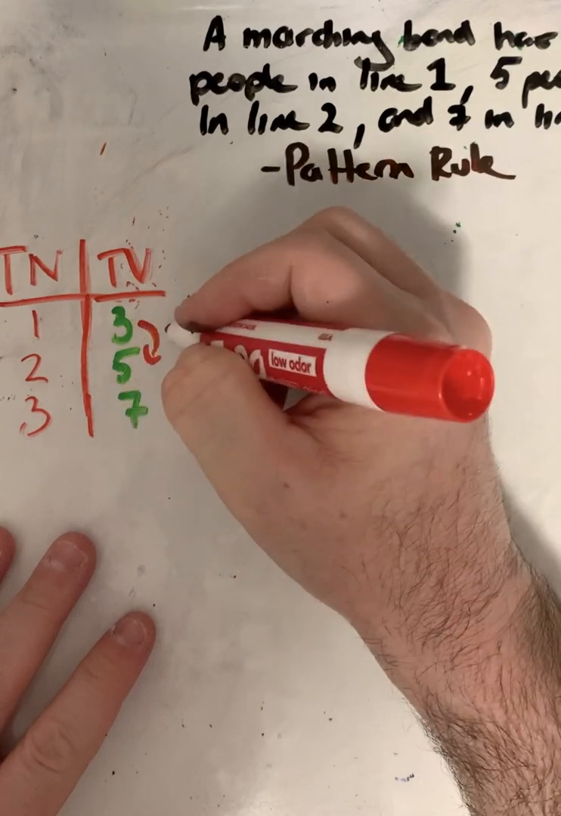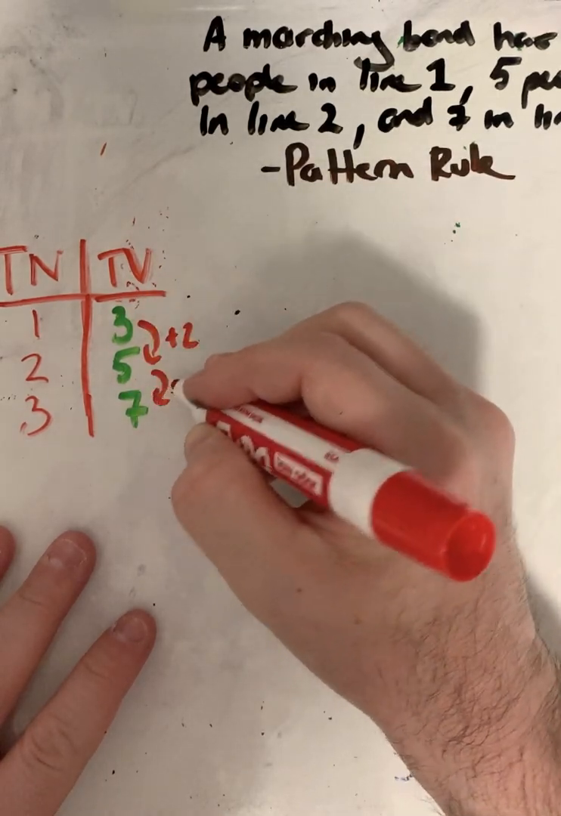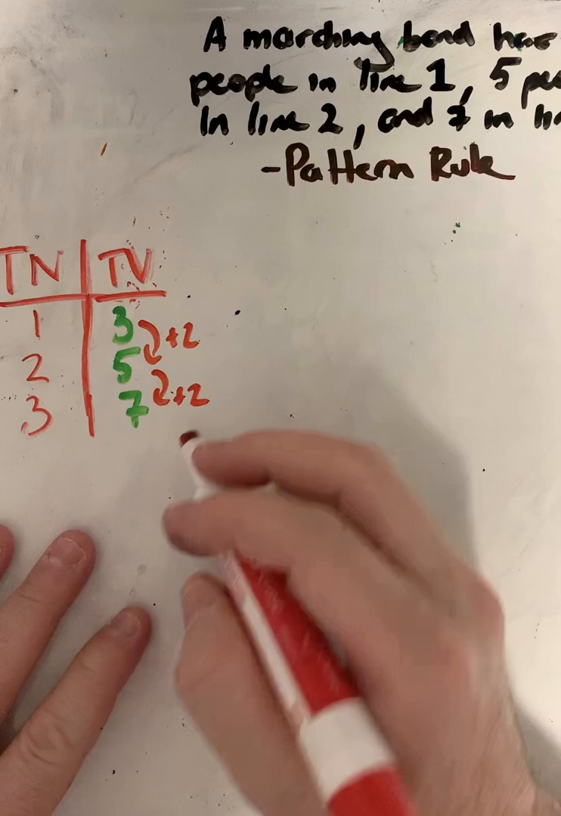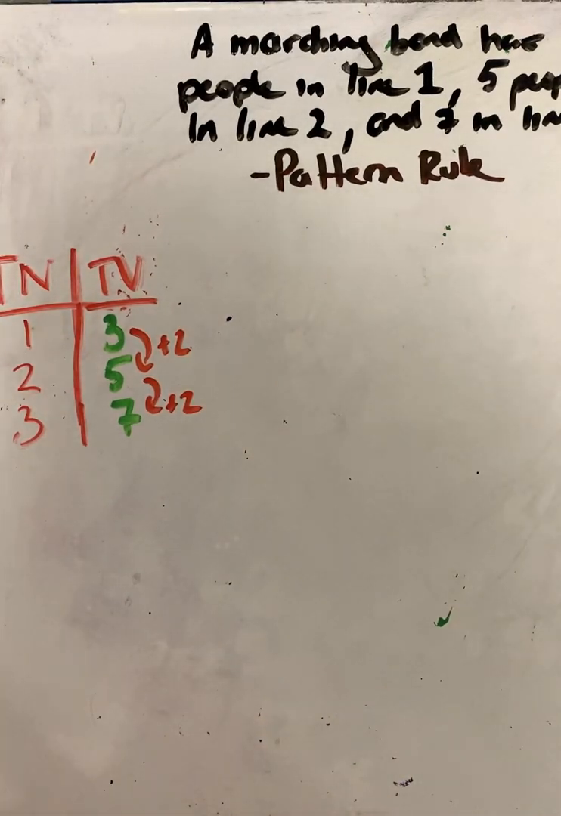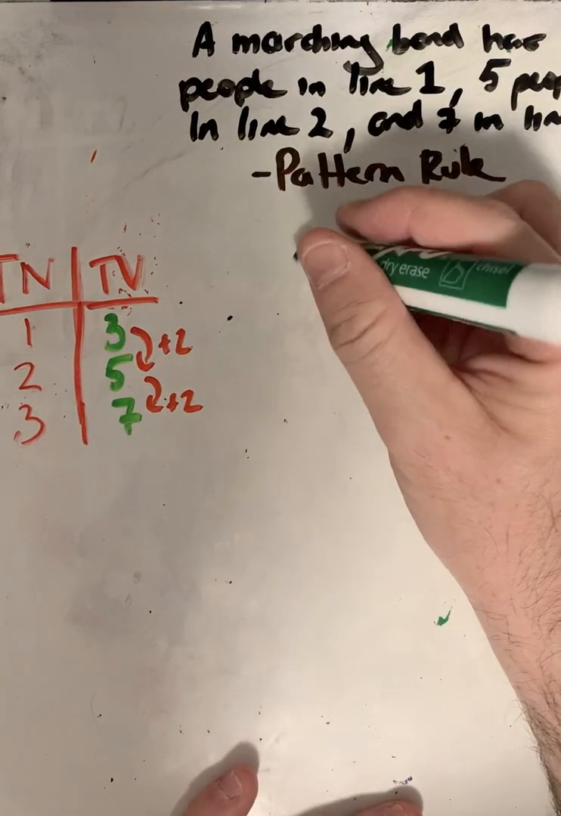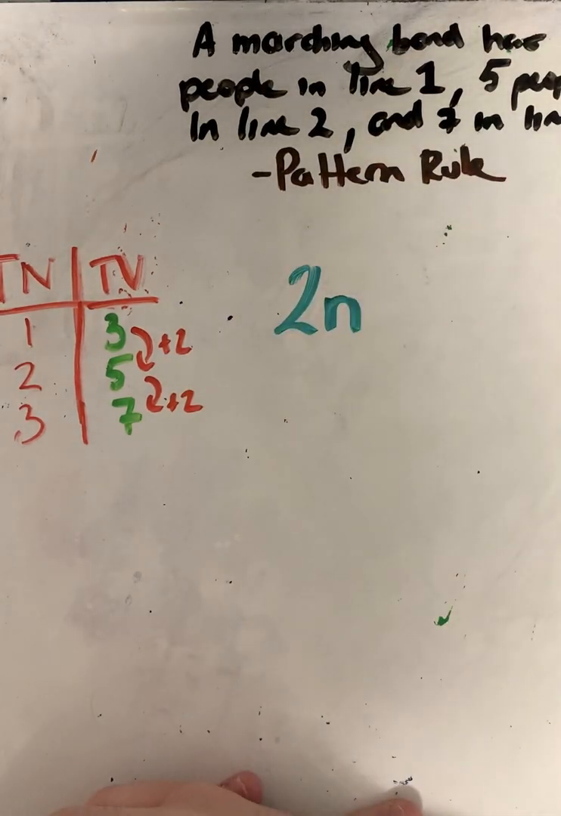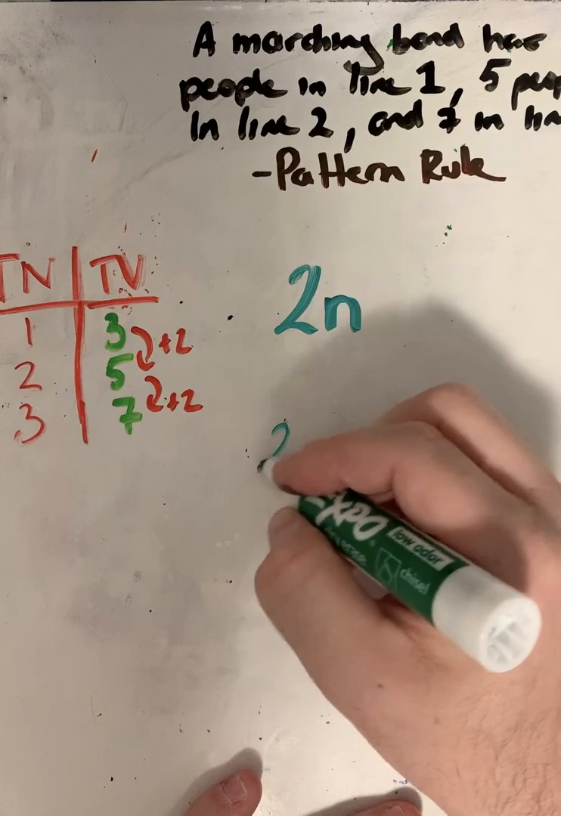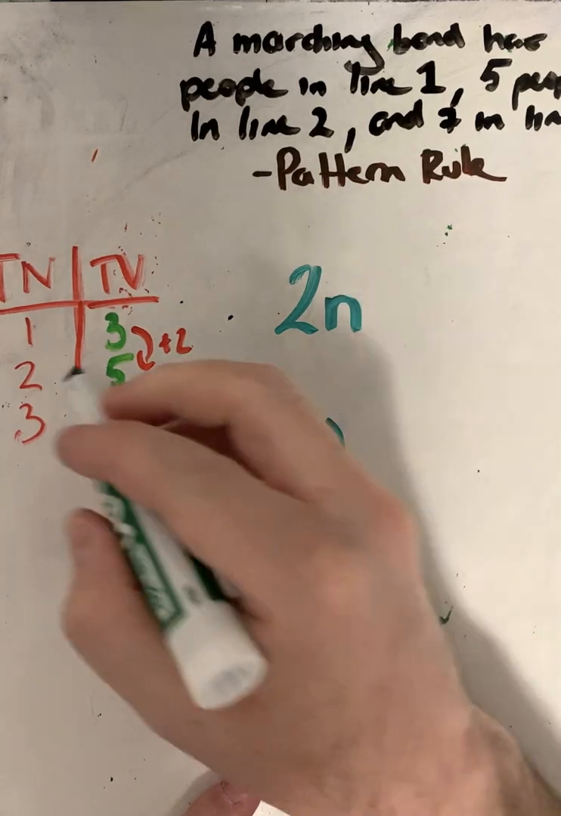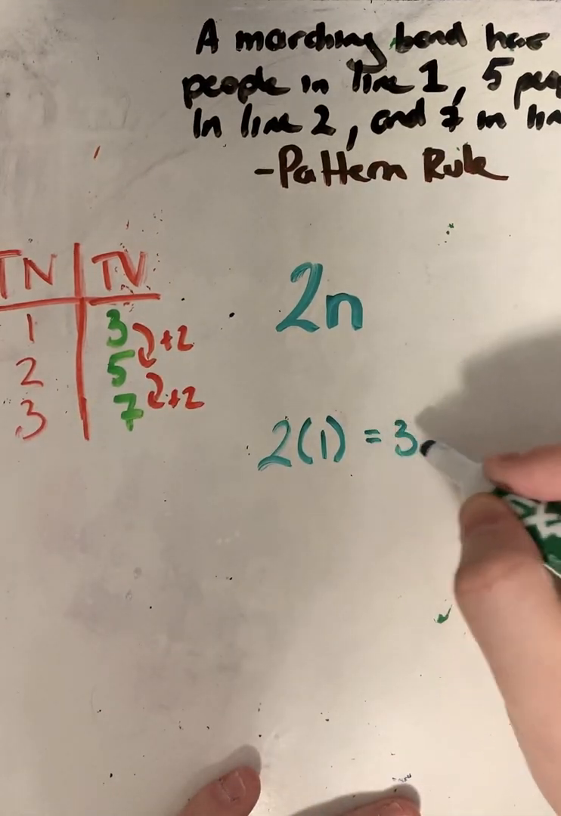How am I getting from 3 to 5? Well, I'm increasing by 2. The 2 then becomes my helpful partner in crime. So my new one is 2n. Okay, try it out. 2 times 1 should equal 3. Oh, it definitely doesn't though.